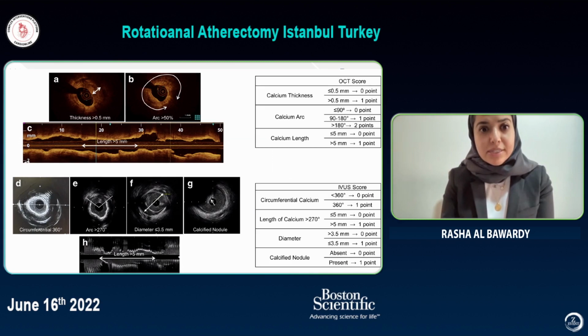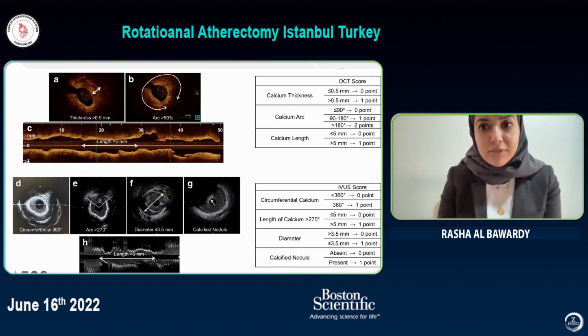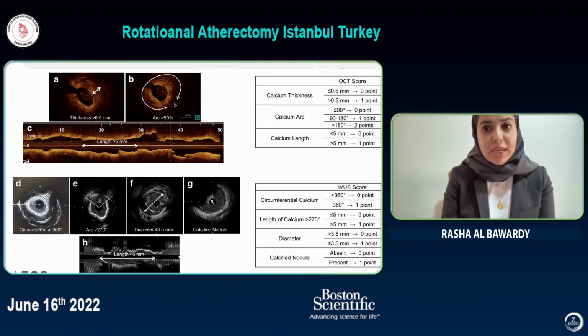If you decide to use OCT, we've got criteria to use. On the top, you can see that we look at the calcium thickness. If it's greater than 0.5 millimeter, it gives you a point. We look at the arc. If it's greater than 50%, that also gives you a point. And if it's greater than 180, then it gives you 2 points. And then we also look at the length of the lesion. So anything more than 5 millimeter will give you a point. We'll talk about the scoring in the next slide.